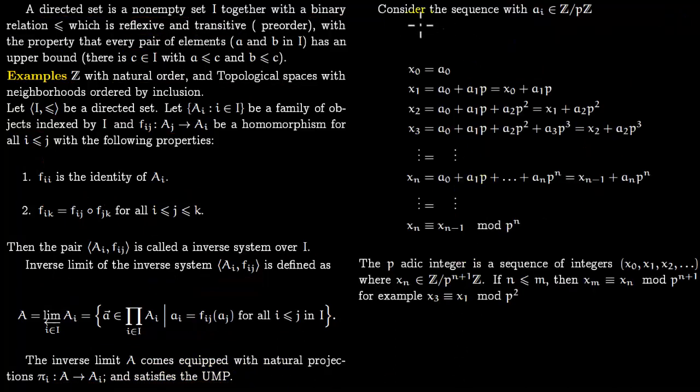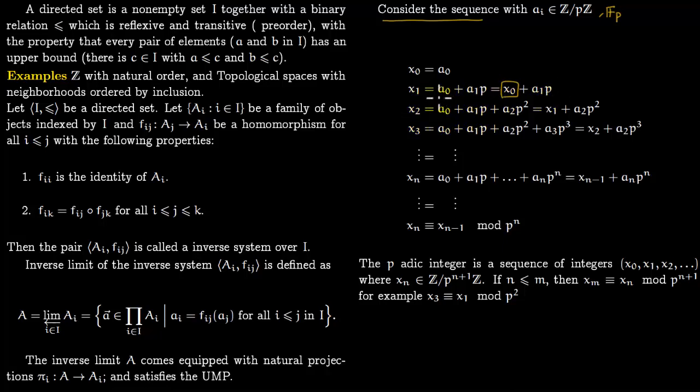So the fundamental example is of p-adic numbers. So p-adic integers we are going to consider here. Consider this sequence, where the a_i lie in this field and p is prime. You start with x0 = a0. So x1 is a0 plus a1p. This a0 is the same, so you can replace it with x0 plus a1p.